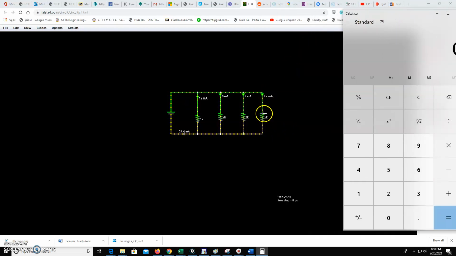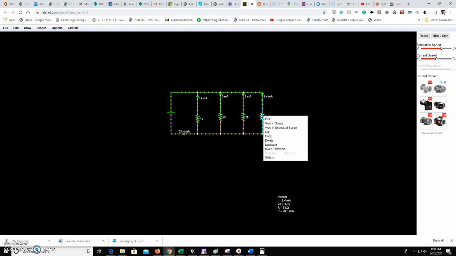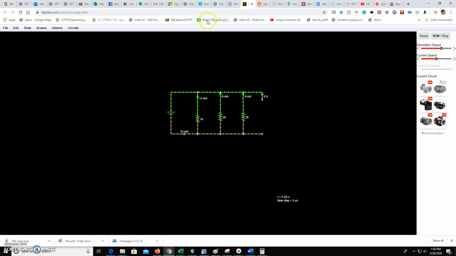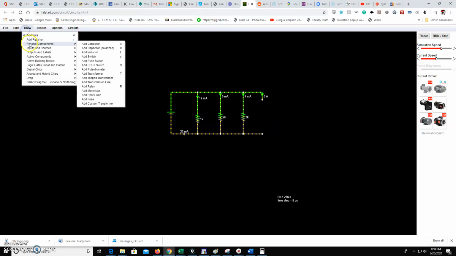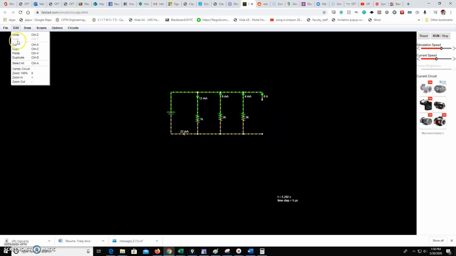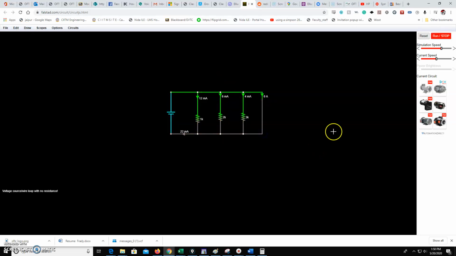Now what happens if we short one of these resistors? Let's see. So I'm just going to draw a straight line there, and this is where it gets a little unique. And notice my simulation stopped, and says voltage source loop with no resistance, so it's not giving us true values. It's letting us know there's an error.